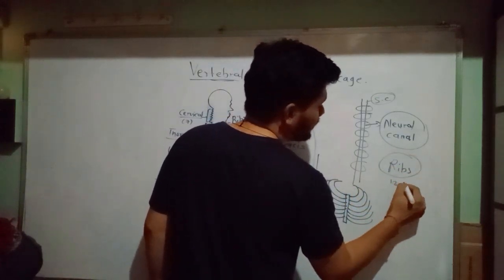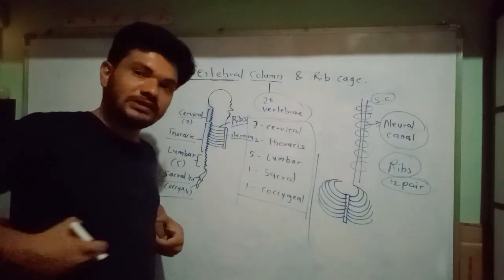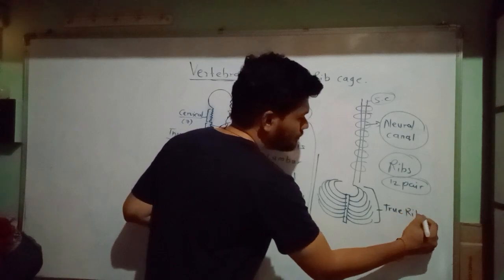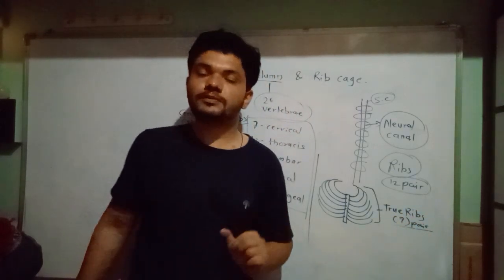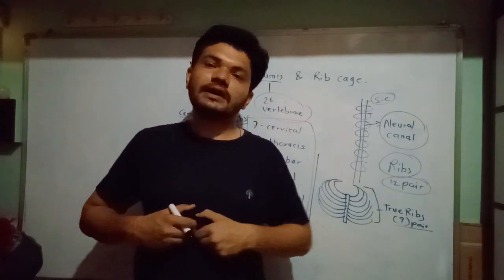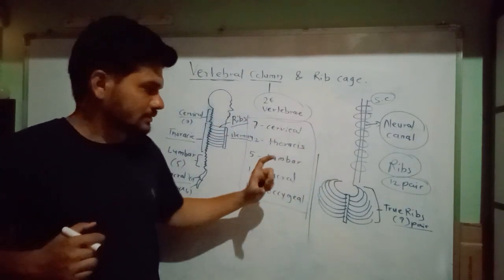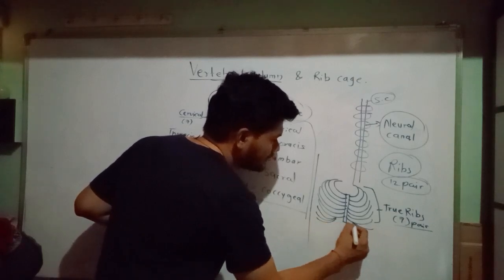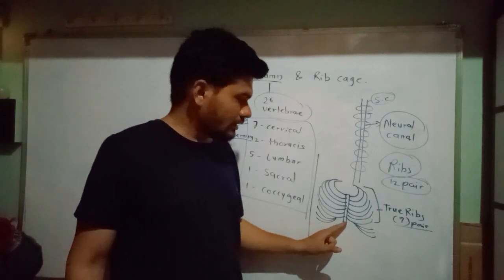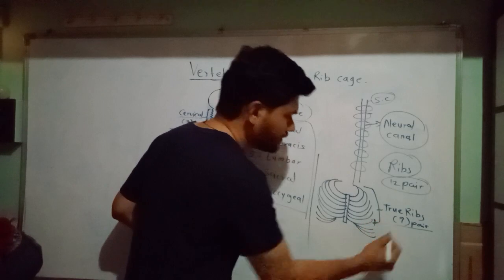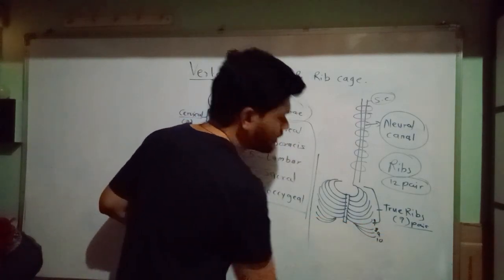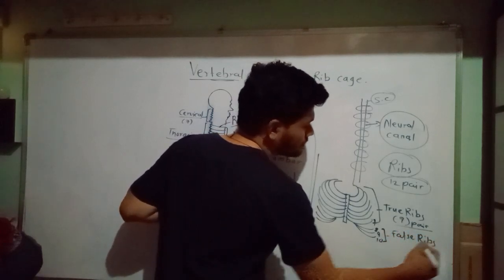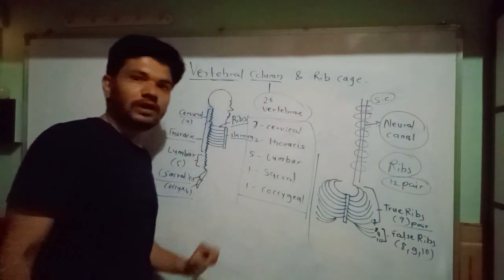So we all know how many ribs there are: 12 pairs. The first 7 pairs are connected with the sternum, 1, 2, 3, 4, 5, 6, 7, and are called true ribs, because they connect dorsally to your vertebral column and connect to the sternum with hyaline cartilage. Then 8, 9, 10 connect with your 7th rib, like this. They do not connect to the sternum; they connect with the 7th rib, again with the help of hyaline cartilage. These are called false ribs.